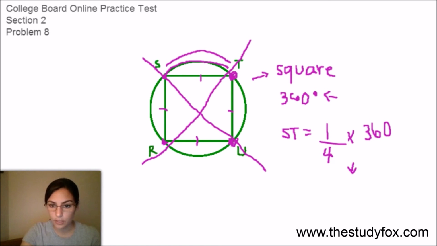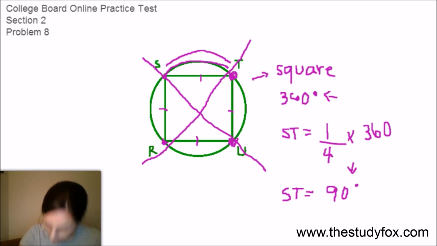So let's finish our problem down here. 90 degrees. And all I did was divide 360 by 4. And so we know that ST has to equal 90 degrees because the circle is split up in 4 parts, and 4 times 90 is 360. So the correct answer is C.